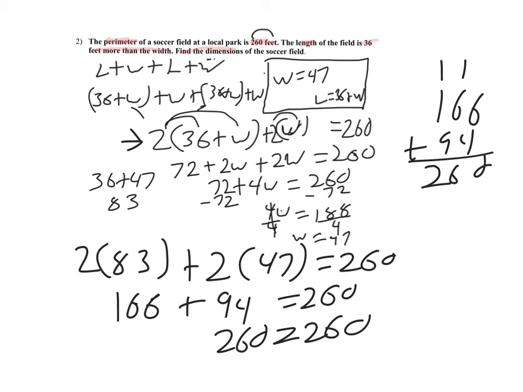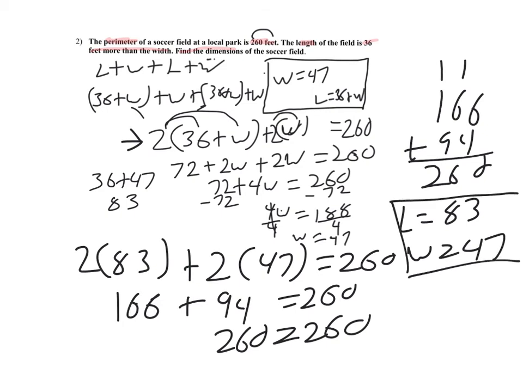So we know that our answer is right, and we've also got the dimensions, which you would label to the side. Length equals 83, and width equals 47. That's how you check your work and solve that problem. We're going to move on to the final one.